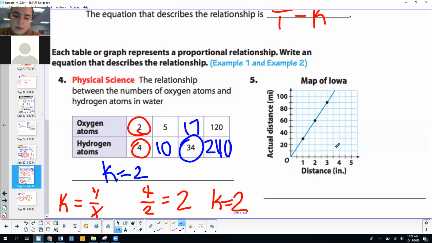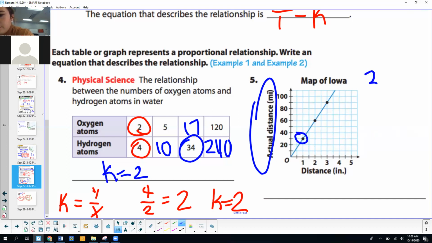So this is a map of Iowa. This is saying for every 1 inch, there are 30 miles. So every time you see an inch on that map, it's going to be 30 miles. So our y is going to be distance in miles. So 30 miles is this point. So we've got 30. And then our distance in inches is our x.